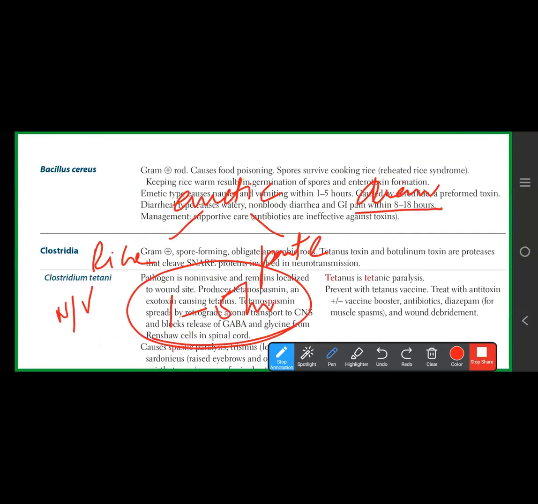But if it's a diarrheal type, you have to remember it is going to cause a watery or non-bloody diarrhea. They also have, of course, abdominal pain, but all of this presentation is going to be seen from 8 to 18 hours. It's going to be seen from 8 to 18 hours. So you have to remember it is very similar to E. coli, right? Because E. coli, what does it do?